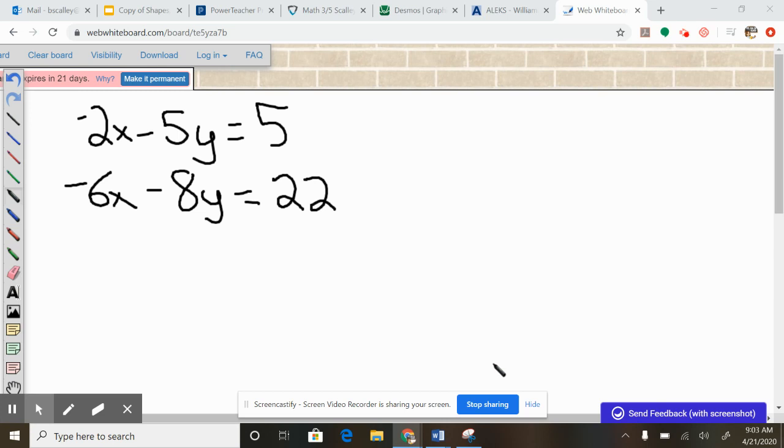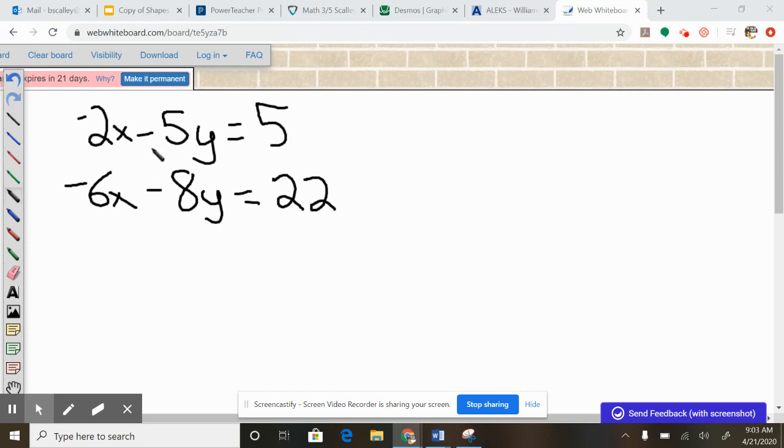Alright guys, so this example gets a little trickier. When I look at my original problem, I'm looking at my coefficients again to see if any of them match. I'm looking at the x's and these don't match, -2 and -6, and I'm looking at the y's and they don't match either. So I have to try to make them match.